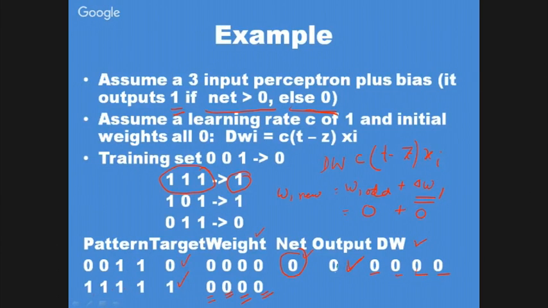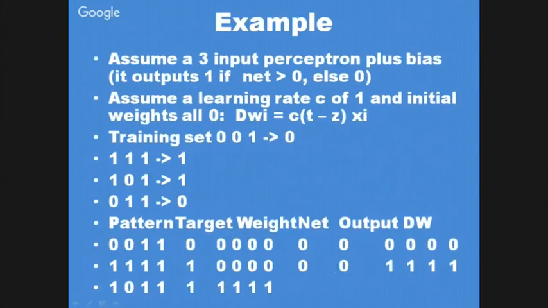Again, we will calculate the net. In this case, again net will be equal to 0, because if you multiply each and every x1, x2, x3 and x4 with W1, W2, W3 and W4, you will get 0 again. Now again the output will be 0 according to this condition.